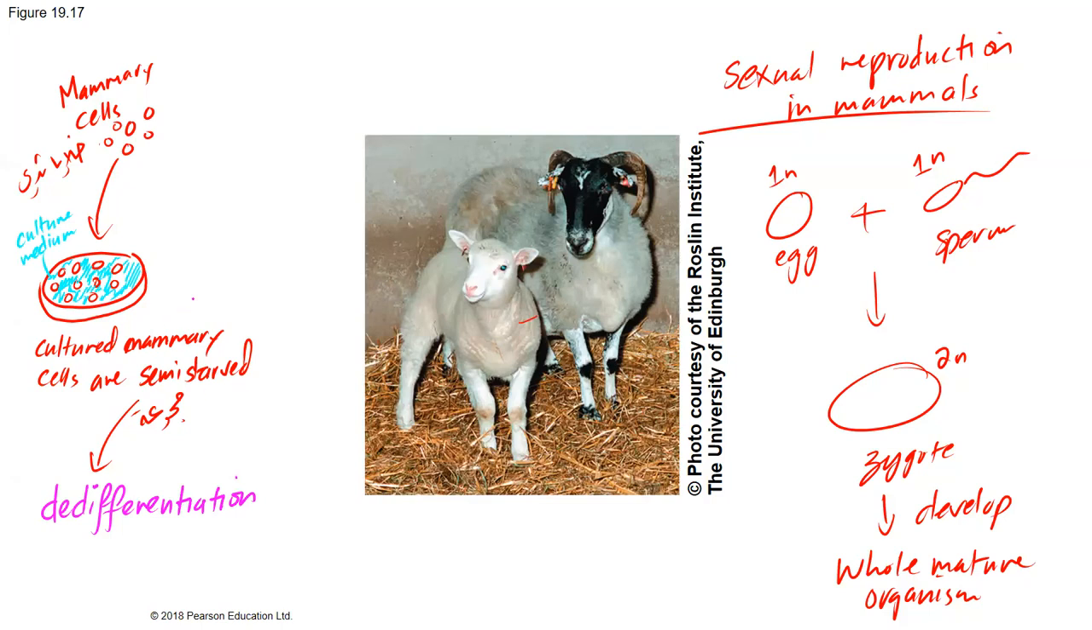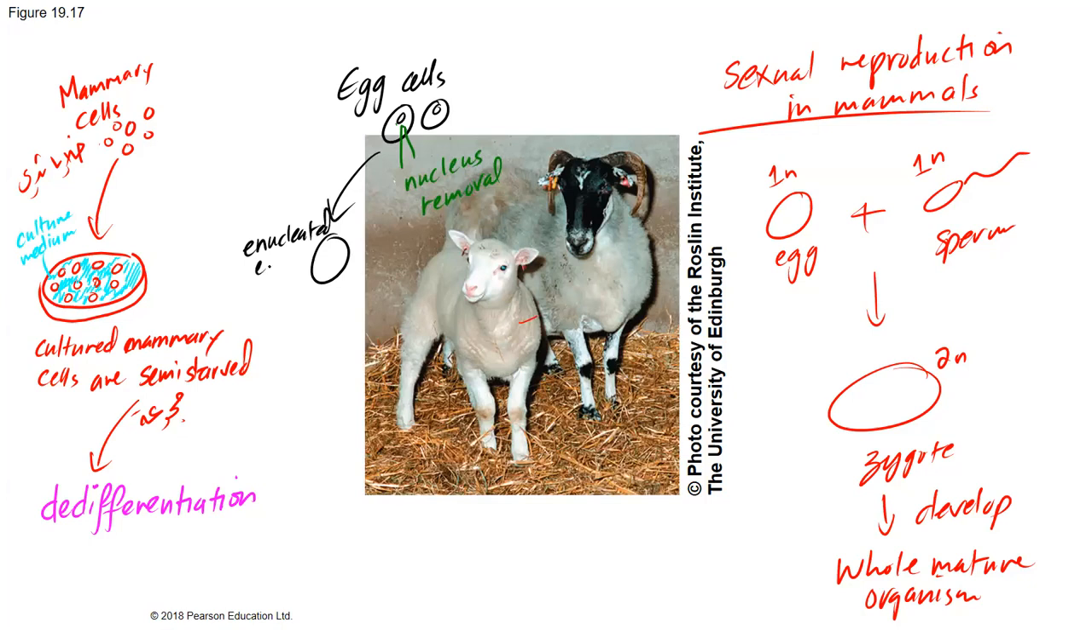And then they took, of course, egg cells, and from these cells they removed the nucleus. So here we have nucleus removal. So now we have an enucleated egg, an egg without a nucleus.